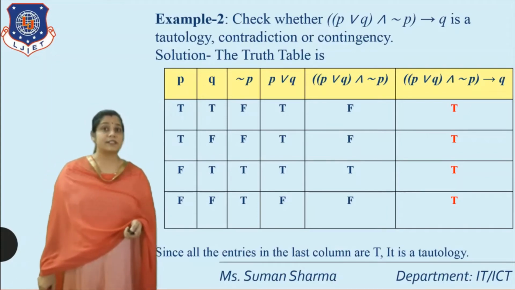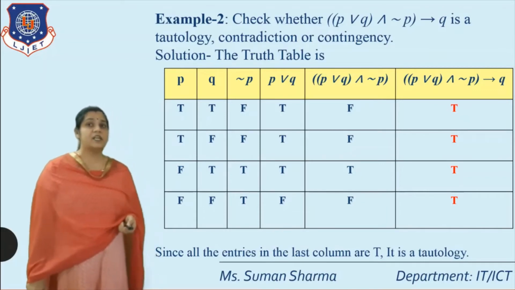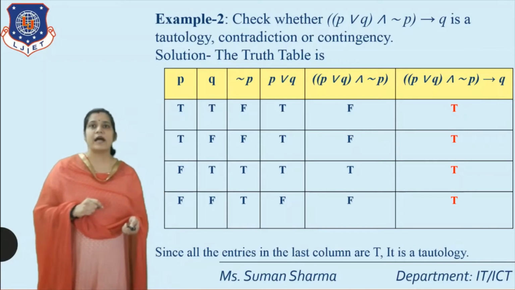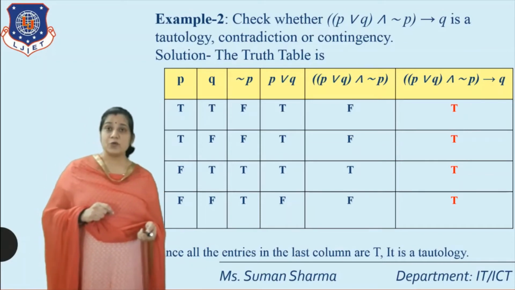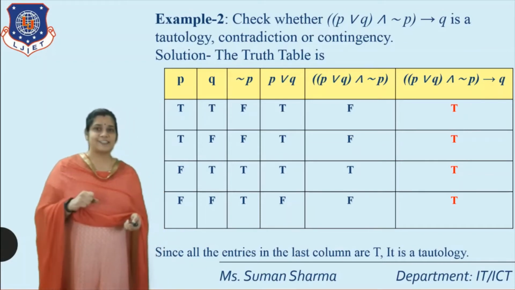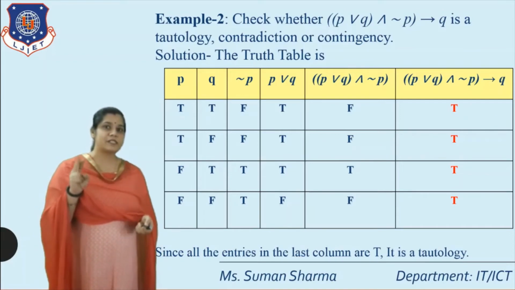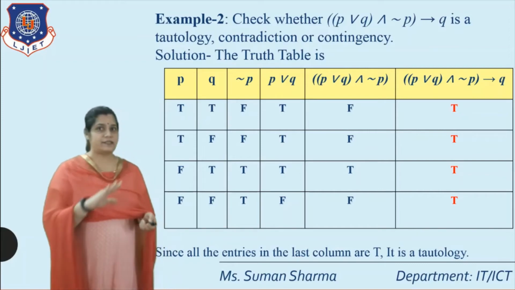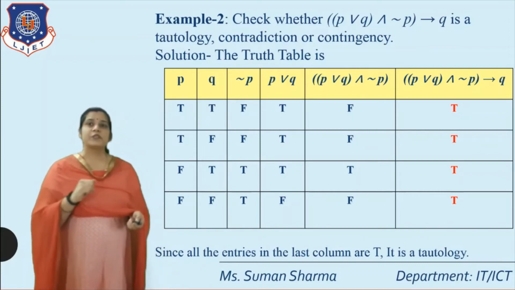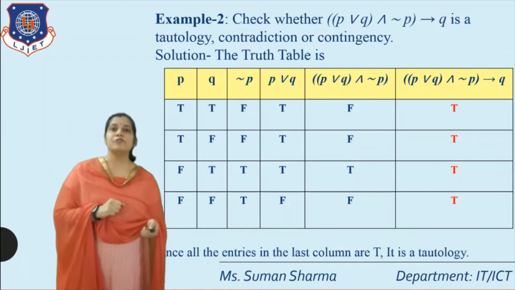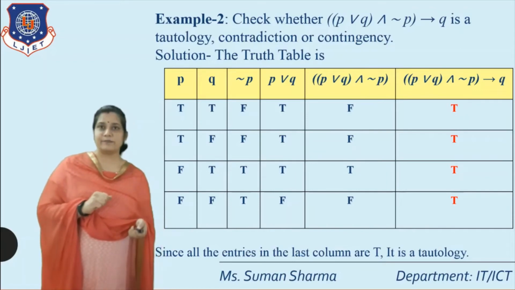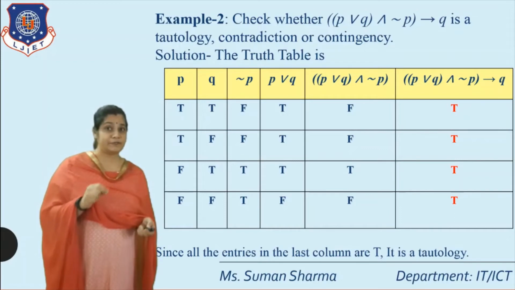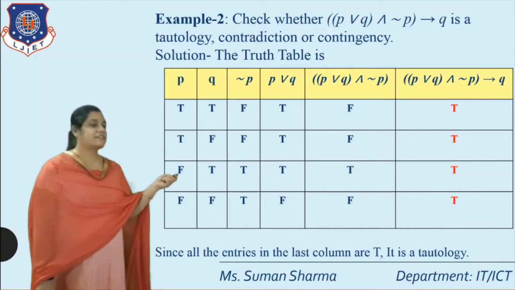We use the conjunction connective, but on which of these two values? The P disjunction Q and the negation P. So what is the process of the conjunction? For the conjunction, if both statements are true, you write T, otherwise you write F. Here we use your fourth column and the third column. For T, F, F, T, F, F, but we have T, T, so we write T here.